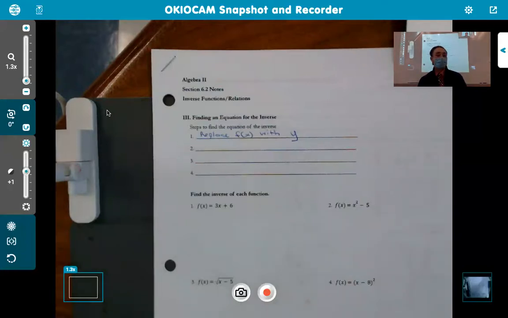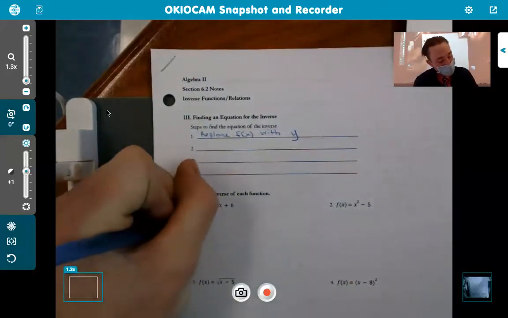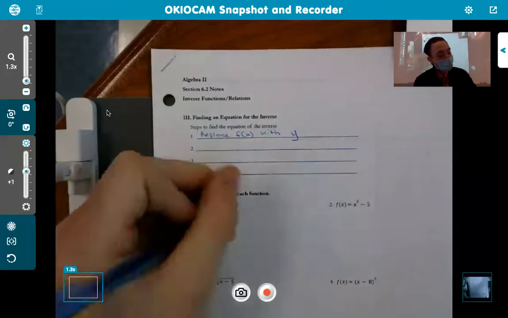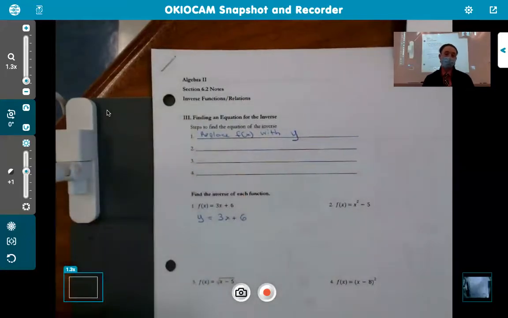Okay, and the reason that we want to do that is because we want to deal with an equation, not necessarily a function, because it'll help us go through and solve a little bit easier. So we'll replace f of x with y, and now this equation, if I'm looking at example 1, will be y equals 3x plus 6. So just changing notation.